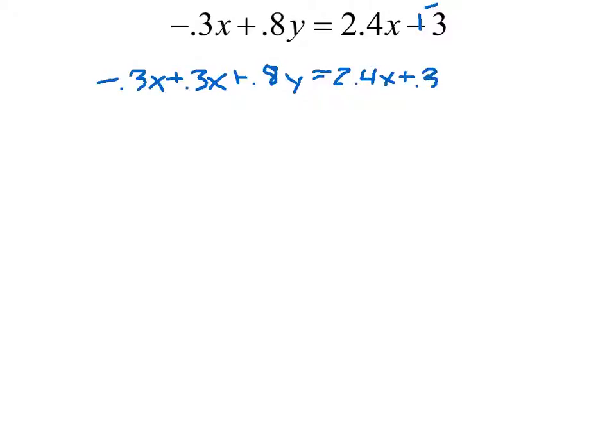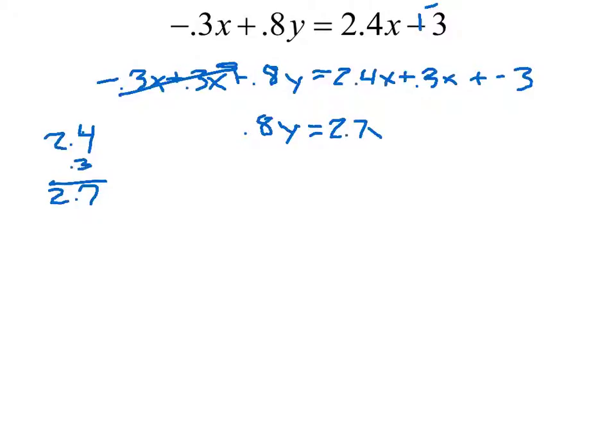x plus a 0.3x plus negative 3 is 0.8y. So we can go ahead and combine these terms in this step, 2.4x plus 0.3x, that's 2.4 plus 0.3, it's going to give me 2.7x plus negative 3. And now that we've got the y term alone, that gives me one last inverse operation to do. Kevin, name that inverse operation.